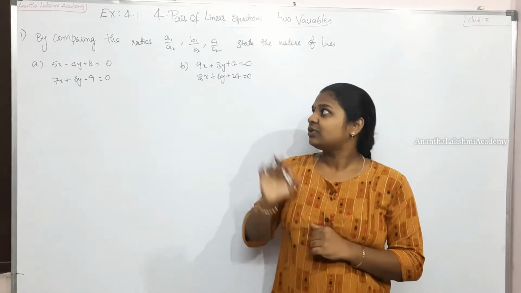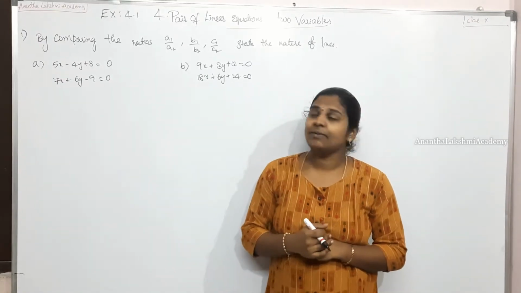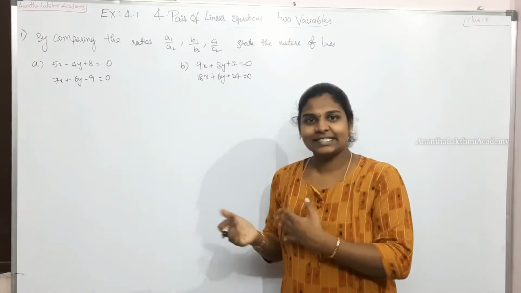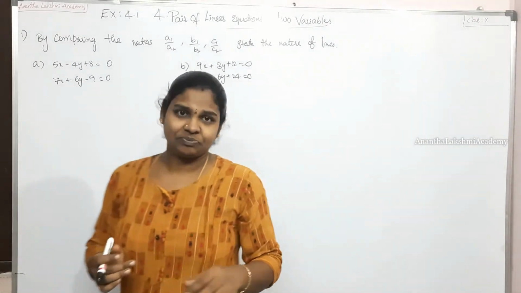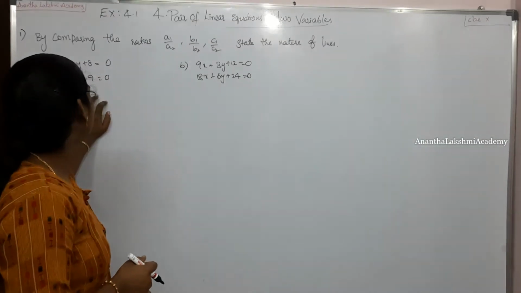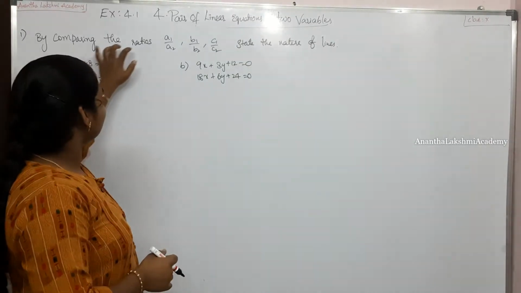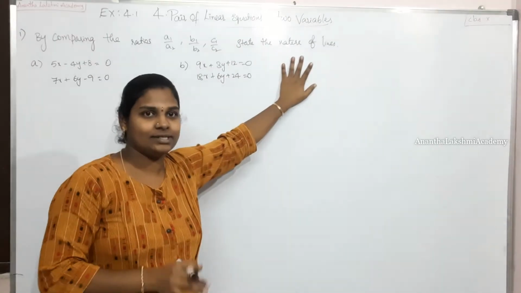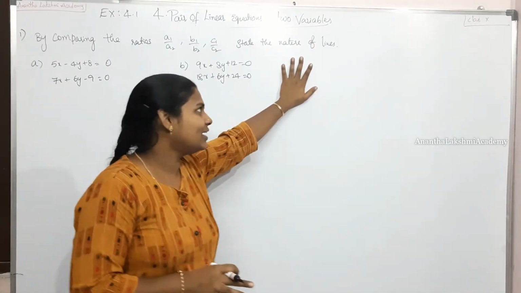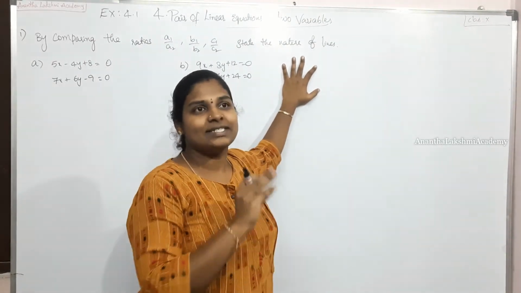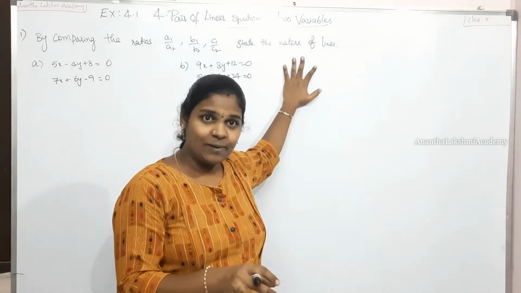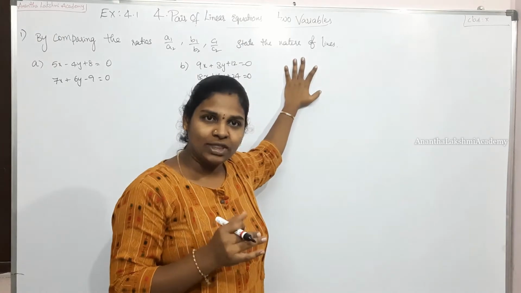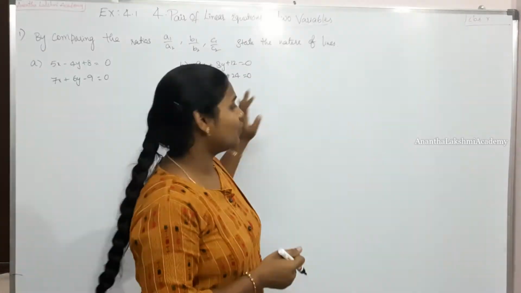Today we are going to discuss the first problem in 4.1. I have already written that on the board, so let's get started without any delay. If you read out the problem, by comparing the ratios a1 by a2, b1 by b2, c1 by c2, state the nature of lines. I cut it short; in the textbook it is given as state whether the lines are intersecting or parallel or coincident. We need to figure that out depending upon the ratios of the coefficients.